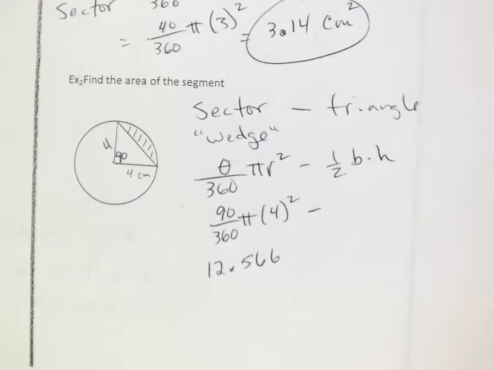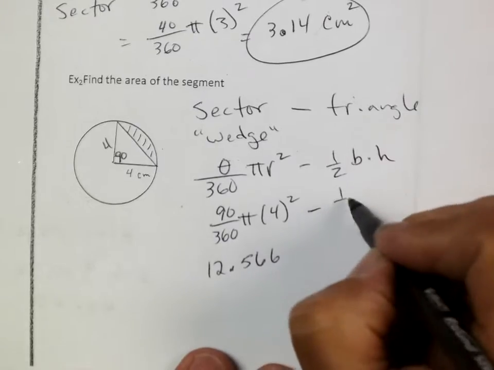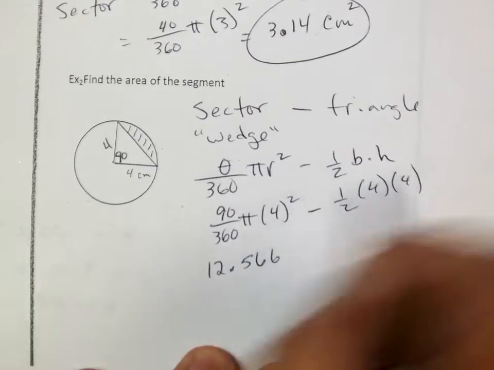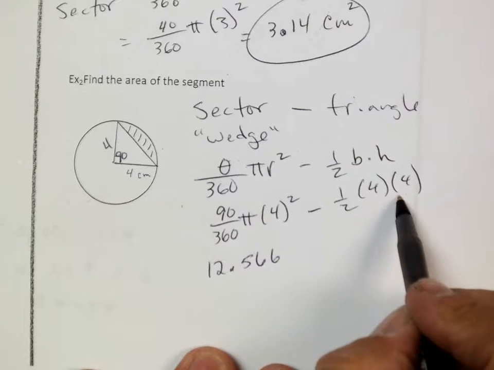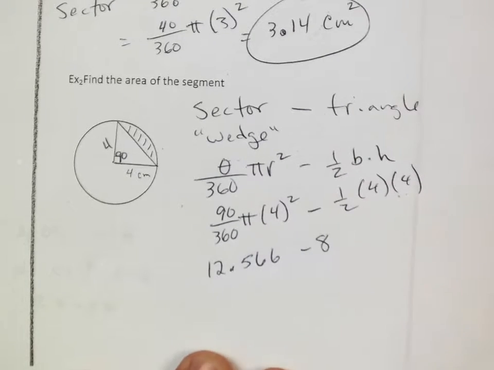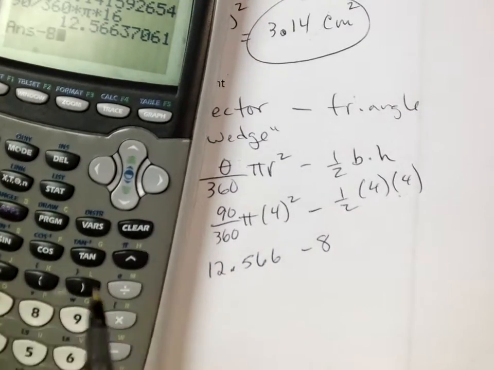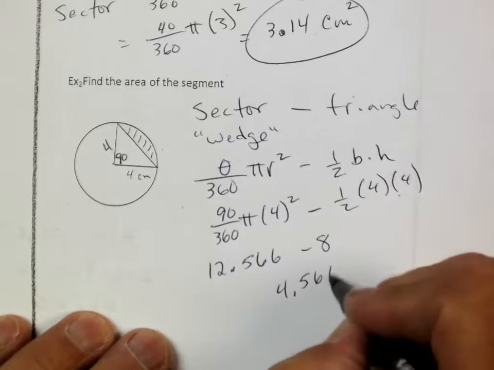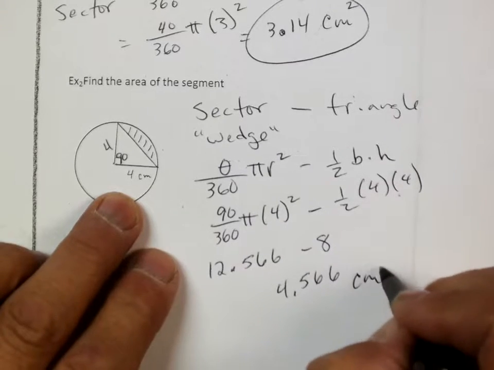Agreed? The height has to be 4 because it's a circle, so the radius is equal. So we'll just go 1/2 base, which is 4, times the height, which is also 4, right? So half of 16 is 8. If I subtract these two, minus my 8, I get an answer of about 4.566 centimeters squared, because it is area.